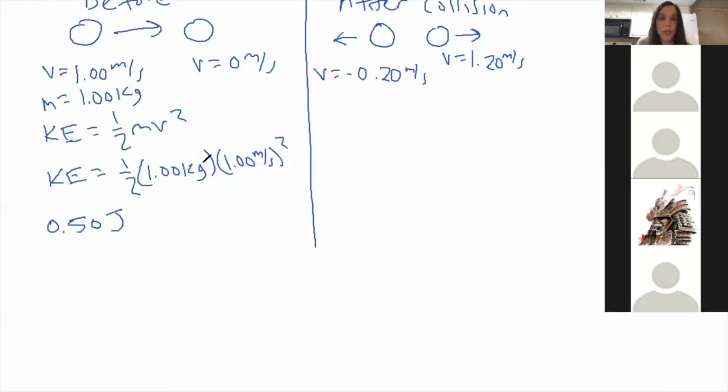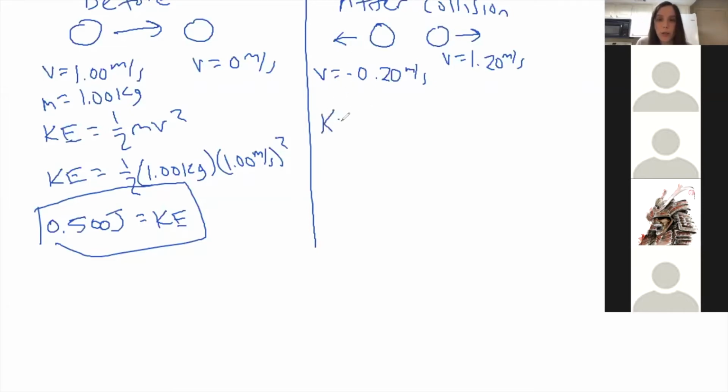Oh, now with sig figs, actually we need 3. So there should be 3 for this one as well. So 0.500 joules. After the collision, we now have 2 balls in motion. So over here, kinetic energy is just the first ball because the second one's not moving. But over here now there's 2 balls in motion, so you have to find both their energies and add them together to see the energy that they have in total.